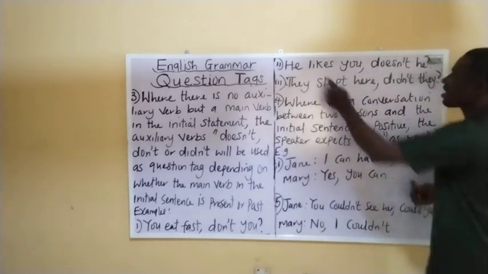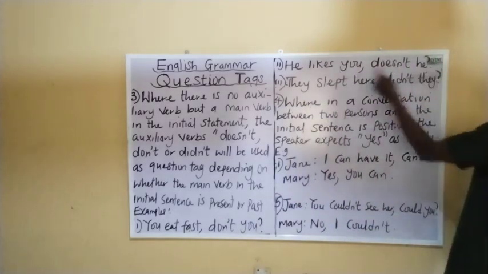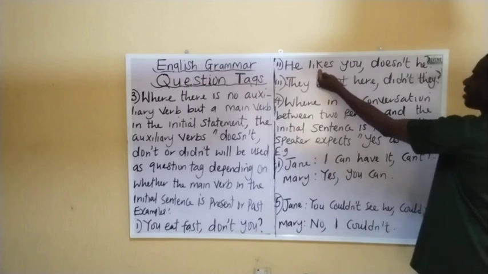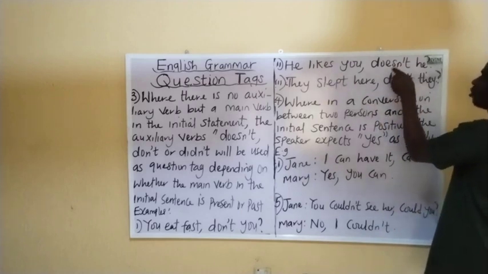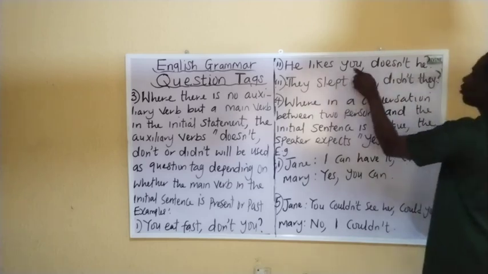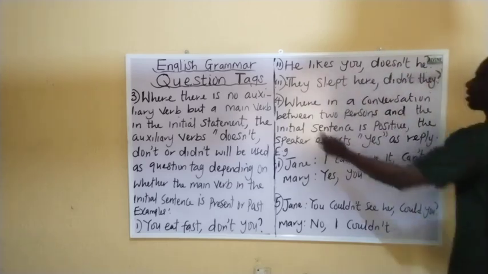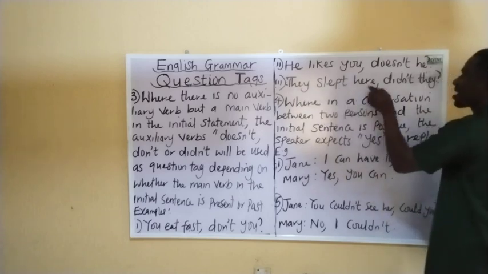Okay, fine. He likes you, doesn't he? Likes here is singular present, so we use what? Doesn't. Doesn't he? He likes you, doesn't he? Okay. They slept here.